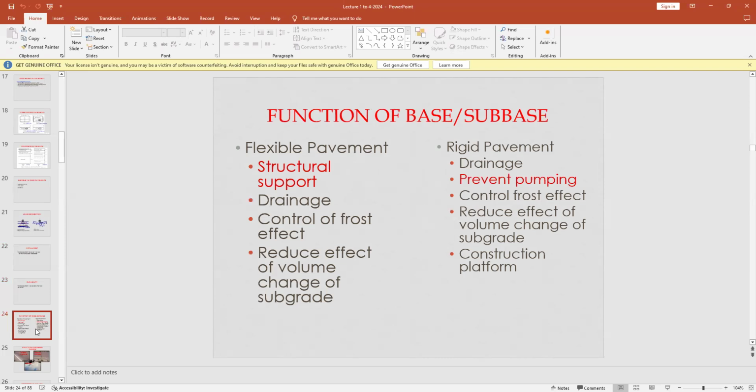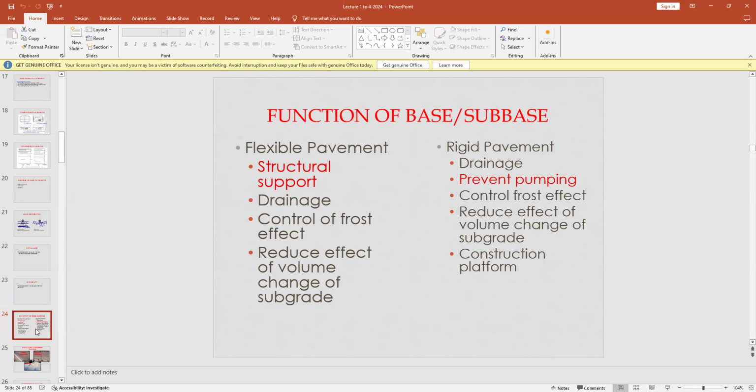Now, why do we have an additional layer of base and sub-base in both pavements? As I argued earlier, in flexible pavement it provides structural support and contributes to carrying some of the load, while in rigid pavement all the load is taken by the first or surface layer. Yes, the base or sub-base layer provides drainage in both types of pavement.